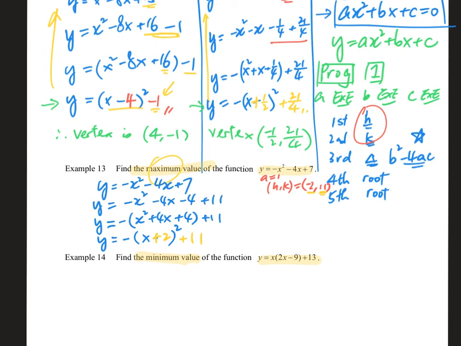Then you complete the steps and also the answer in order to get the vertex form. And finally, you say, oh, okay, that's the maximum value, which is the value of k, that means it's 11. Okay, that's all. Please take a minute or a few minutes to complete example 14 by yourself.